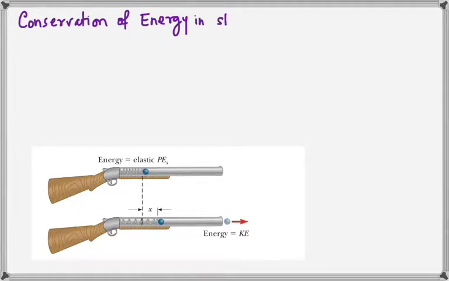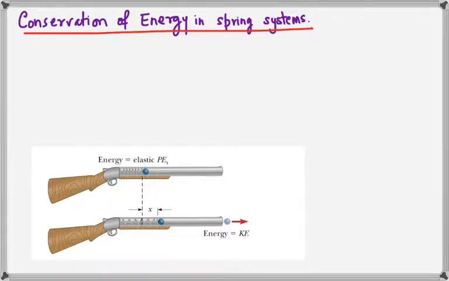In this video, we will check how to apply conservation of energy in spring systems. So we are considering right now an example where we have a gun with a spring to launch the ball. To release the ball, the spring is compressed. As you compress the spring, you will have elastic potential energy because it changes the shape. And obviously when you release it, the spring will expand and push the ball.